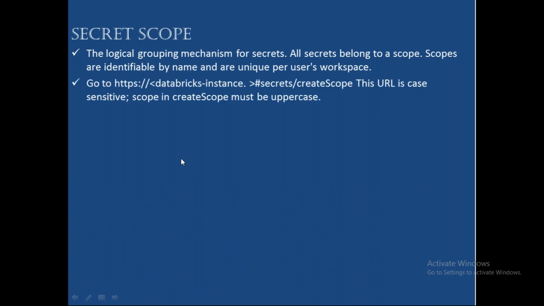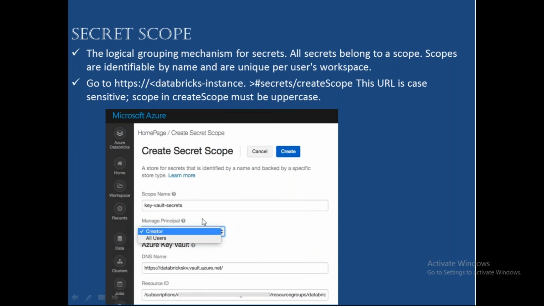Now, how you will create a scope: if you remember, when we were connecting to the command line interface, when we were connecting to Databricks, we took the Databricks instance. From the URL, we took the name of the Databricks workspace. That name of the Databricks workspace, you need to put it here, then hash secrets / create scope. If you browse to this URL, you will see this kind of page.